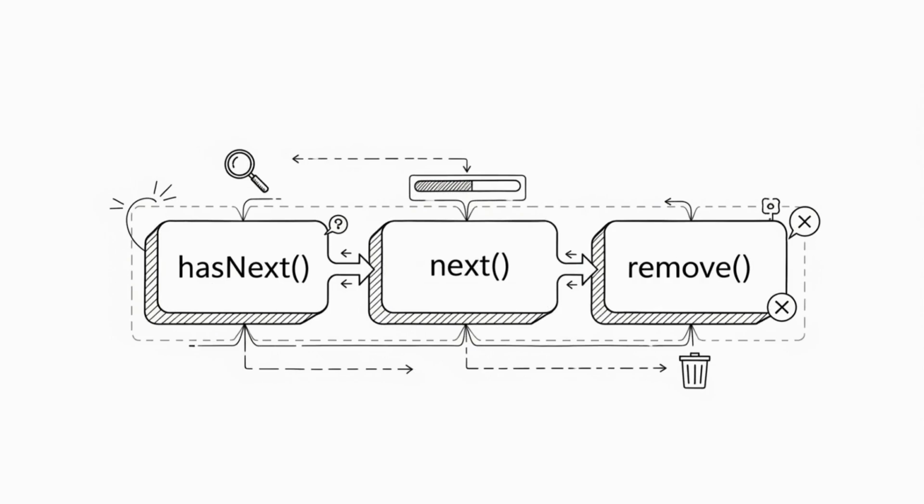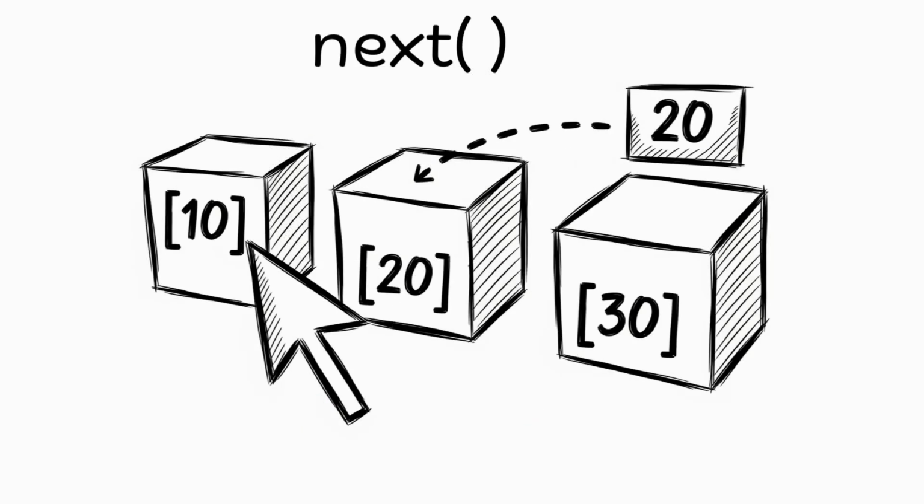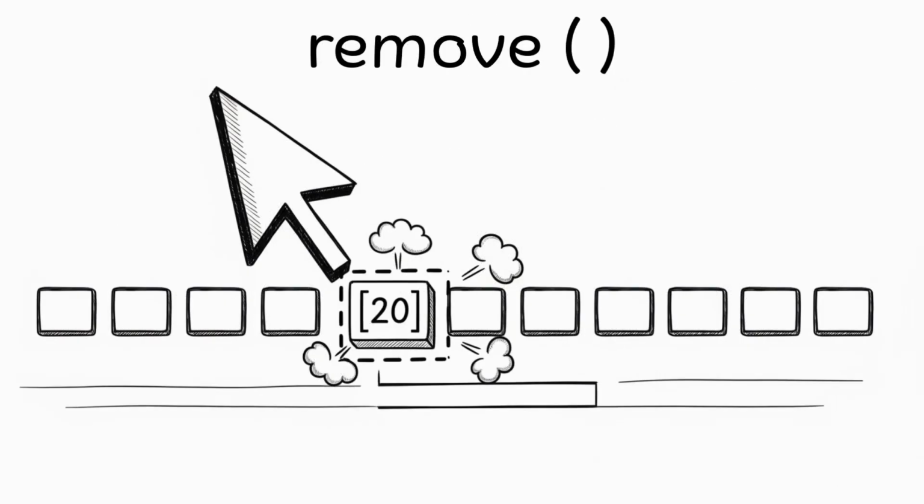Now, the iterator has three main tricks up its sleeves: hasNext, next, and remove. hasNext is like asking, do we have another element left to visit? It returns true or false. Then there is the next method. If yes, then we call next. It actually moves the cursor forward and hands us the element. Then comes remove. This one is special. It safely removes the element you just visited.